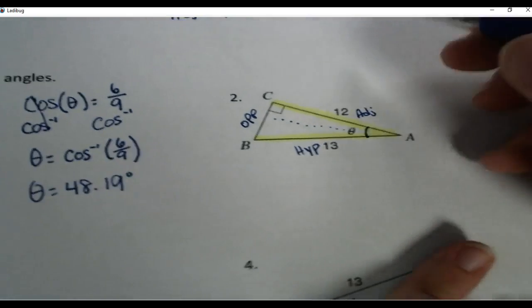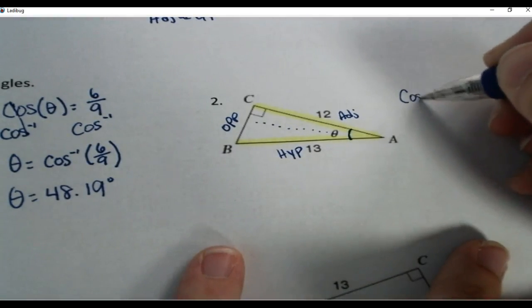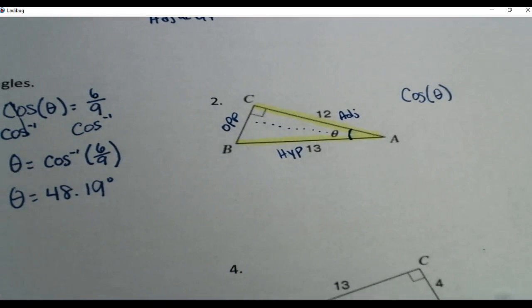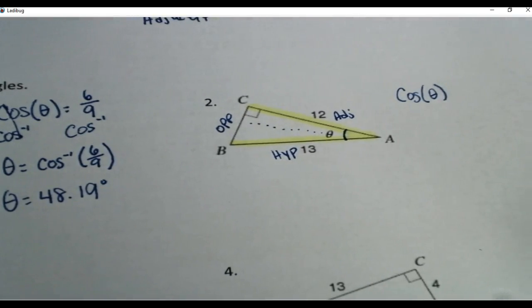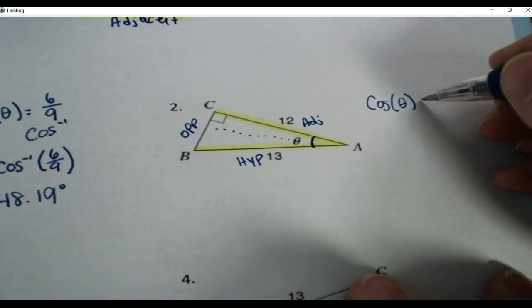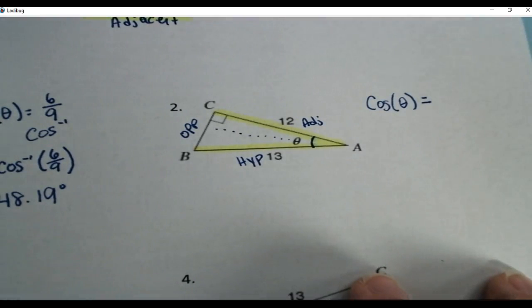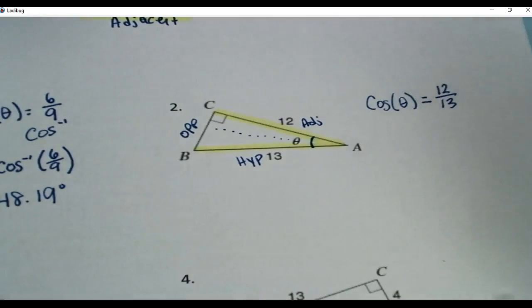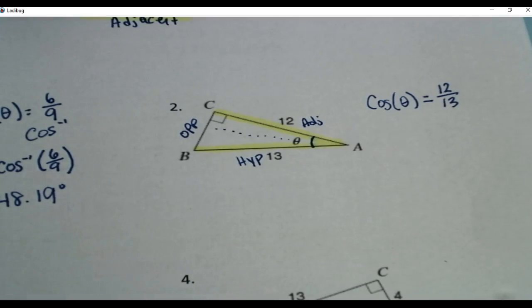Cosine again. So we do cosine of theta, because we don't know that angle. That's what we're finding. Equals, and then what's my ratio? Good. 12 over 13. So adjacent over hypotenuse. Questions?